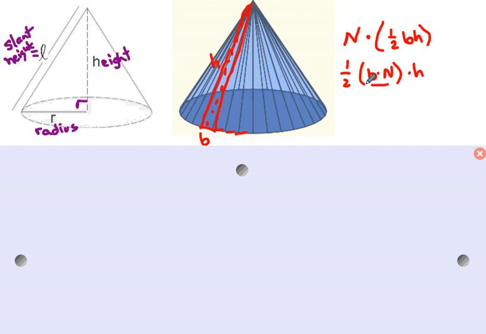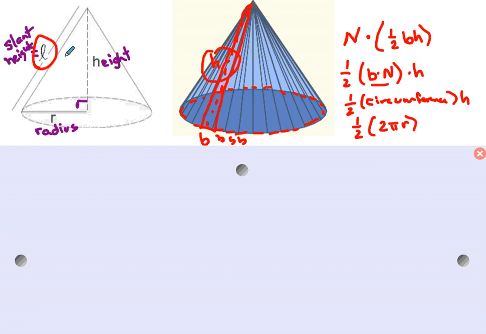Now this b times n is all of these little b's all the way around, and if I make enough of them, it starts to look like a circle. And so it's actually 1/2 the circumference times the height. And now we're close to our formula. 1/2 circumference is 2 pi r, and in this case our height is actually this thing, our L, the slant height. And then neat things happen. 1/2 cancels with the 2, and our formula is pi rl.